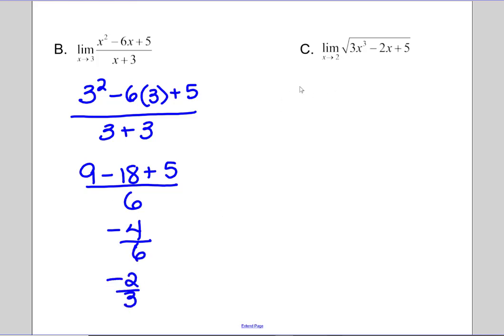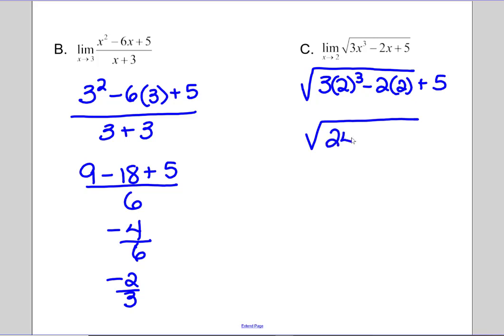And then here in this case, we've got the square root of 3 times 2 cubed. So that's 8 times 3 minus 2 times 2 plus 5. So we got 8 times 3, that's 24 minus 4 plus 5. So we got the square root of 25, which is 5.